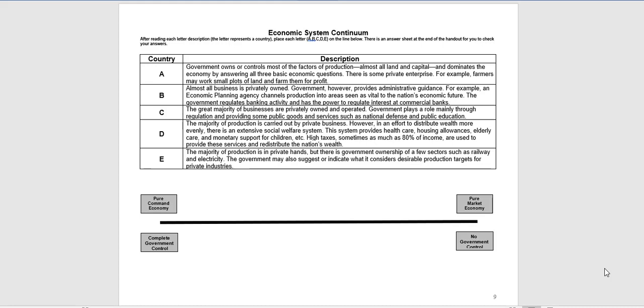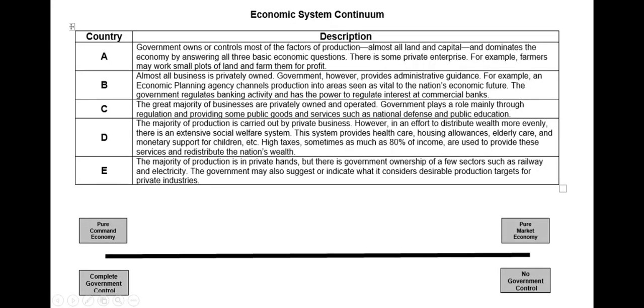Do you think it's closer to a pure command economy, or do you think it's closer to a pure market economy, or somewhere in the middle? Try to put them in order if you can. At this point, pause the video, get your continuum filled out, and then hit play and we'll quickly go through them. Okay, let's take a look and see how we did here on our economic system continuum.